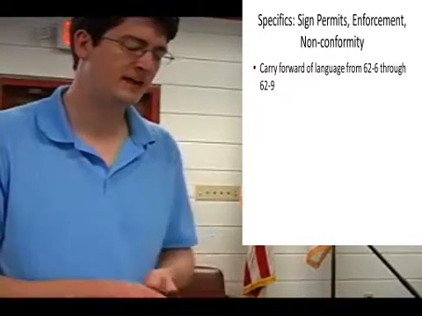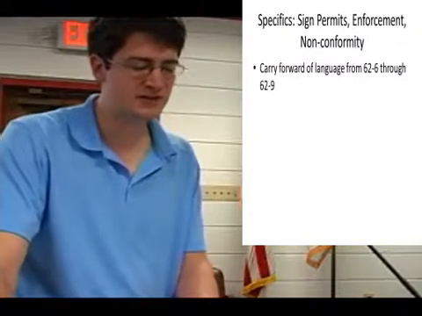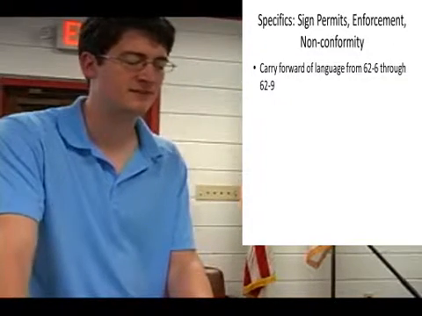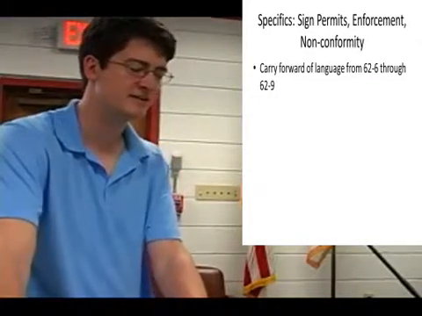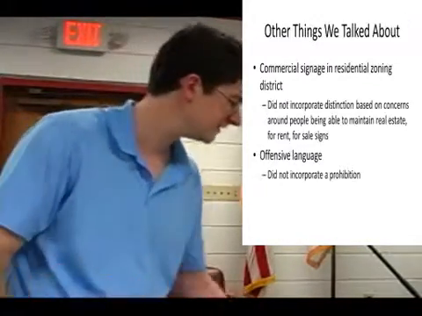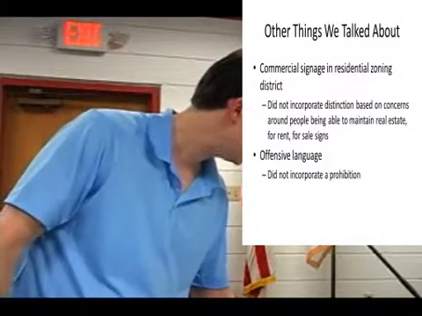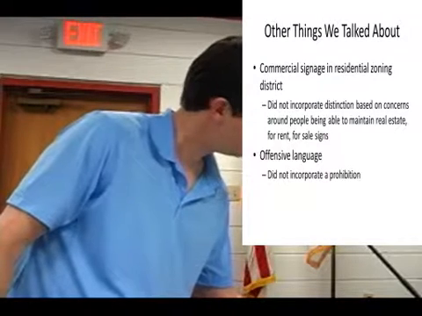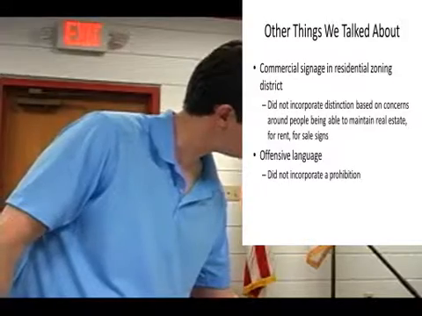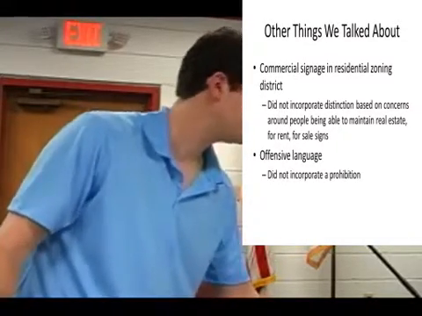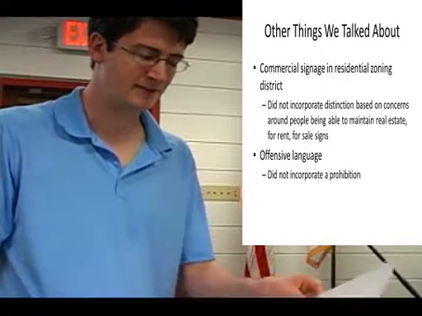Regarding any language on sign permits, enforcement, and nonconformity, there's no language change there. The procedures are all the same. It's carry forward of language from 62-6 through 62-9 in our existing Code of Ordinances. Those are going to be starting Articles 2L, 2M, 2N, and 2O from your handouts, which I'll let you review at your leisure.